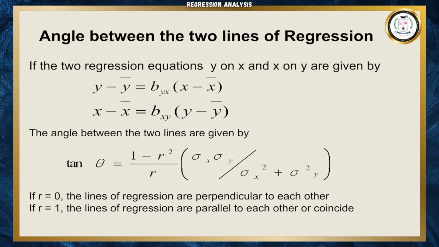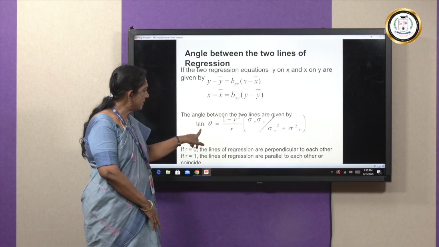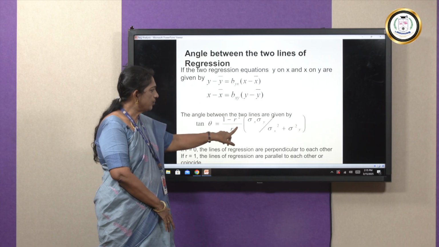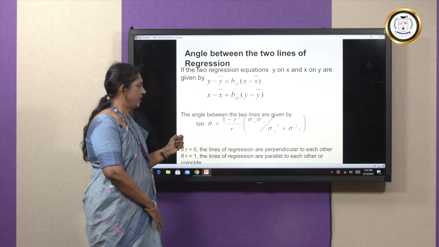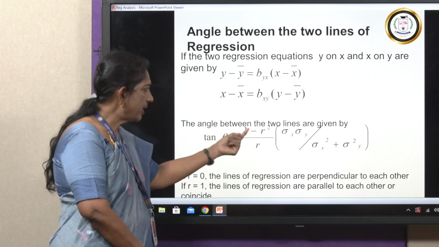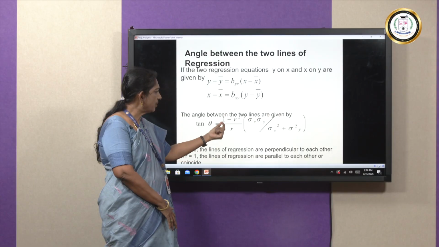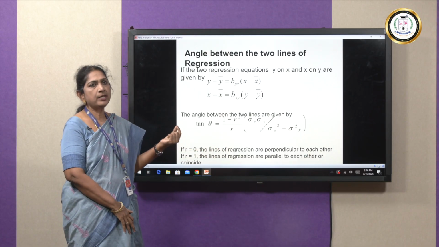And we have got an angle between, because there are two lines, we come across the angle between the two lines of regression. So the angle is given by tan theta equal to (1 minus r square) by r into sigma x sigma y by (sigma x square plus sigma y square). In the particular case when r is equal to 0, what happens? You will get it as infinity. Tan theta equal to infinity, so theta equal to pi by 2. So the two lines will be perpendicular to each other.